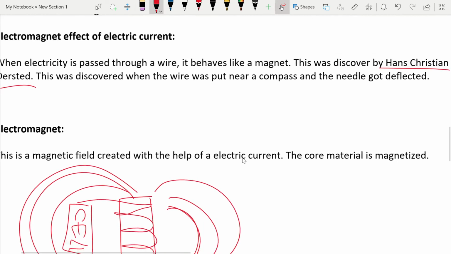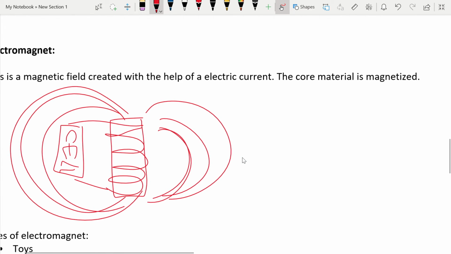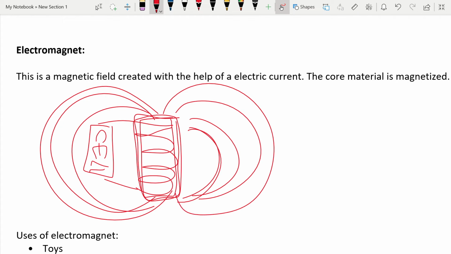Now, electromagnet. What's an electromagnet? This is a magnetic field created with the help of an electric current. Now, the core material is magnetized. So basically, when you put a coil of wire with electricity flowing down it on top of iron or something that can be magnetized, that will create a magnetic field, because now the iron is a magnet. But that's only a temporary magnet. That's how you use switches.